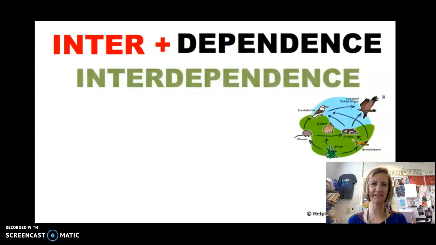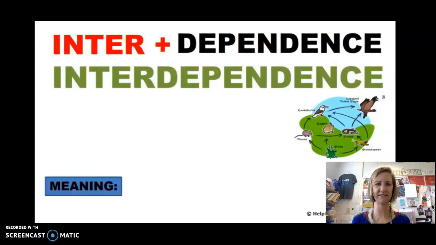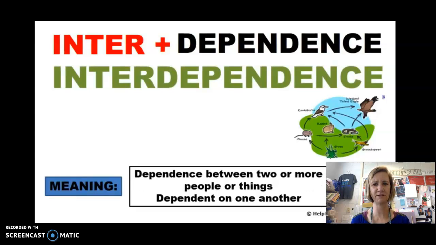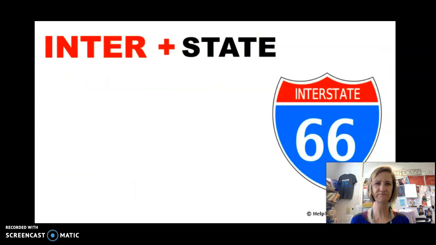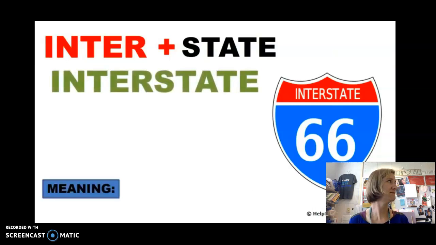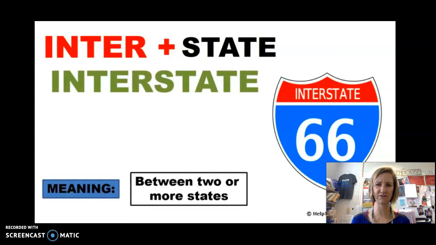Inter plus dependence becomes interdependence, and it means dependence between two or more people or things, or dependent on one another. Interstate: inter plus state becomes interstate, between two or more states.